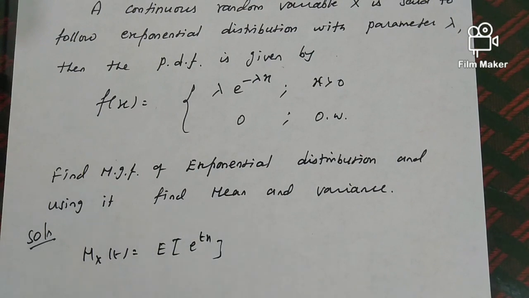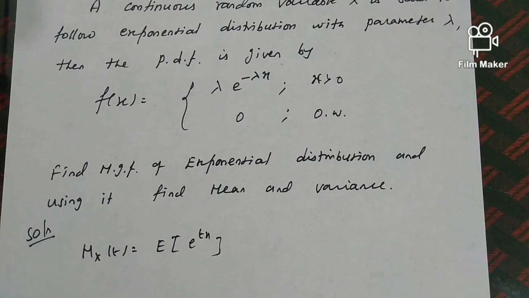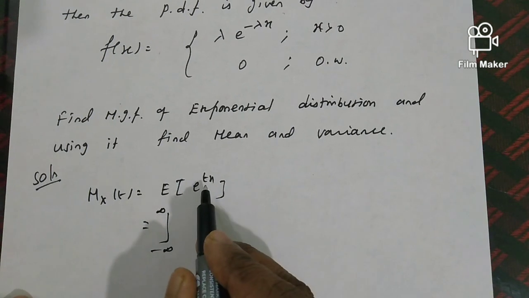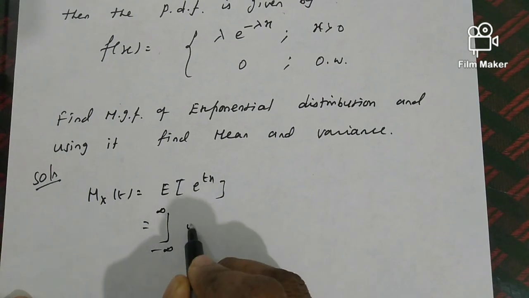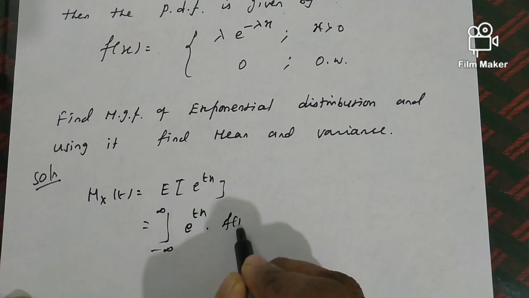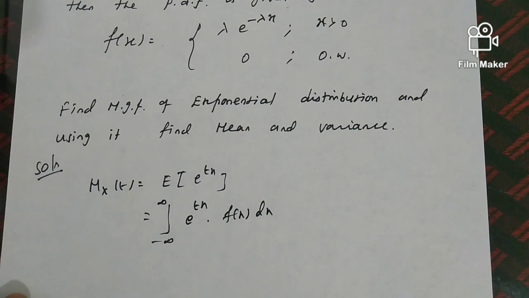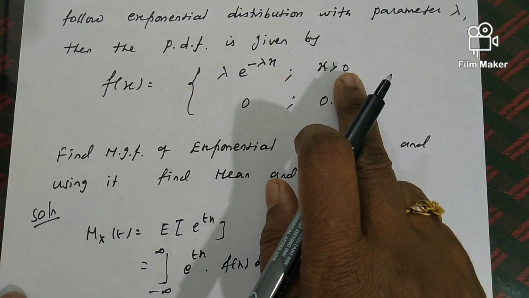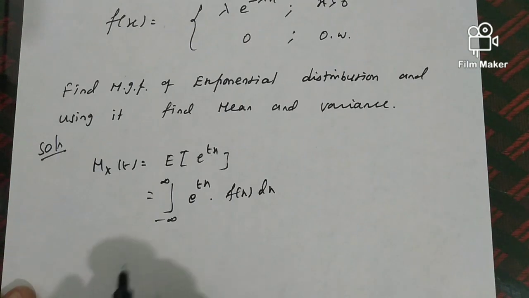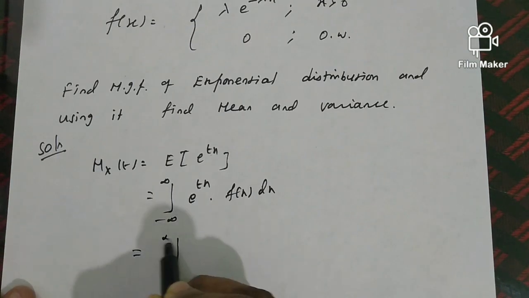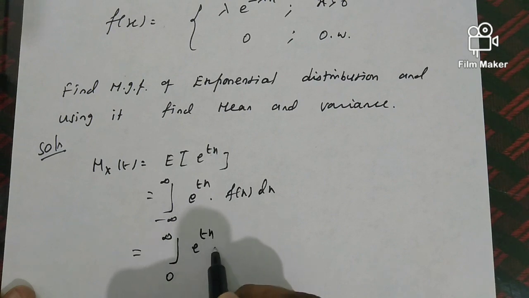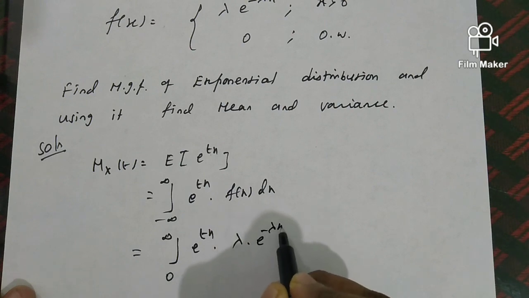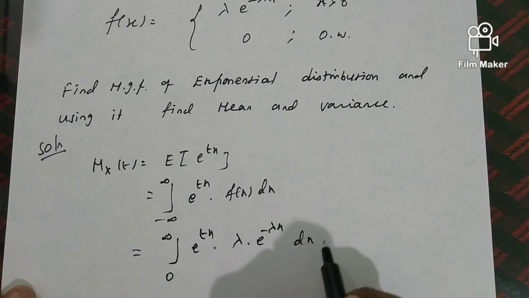Here it is a continuous random variable, so we can go with integration. Which is equal to the integral from minus infinity to plus infinity of whatever is inside the expectation, so e power tx into f of x dx. Here our f of x is an exponential distribution with x greater than 0, which means the limit is 0 to infinity. So in the next step, this can be written as the integral from 0 to infinity of e power tx into f of x, where f of x is nothing but lambda e power minus lambda x, into dx.